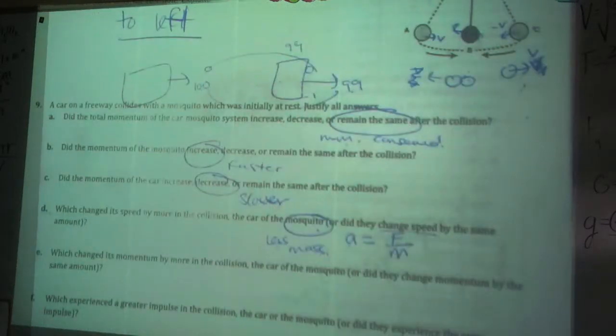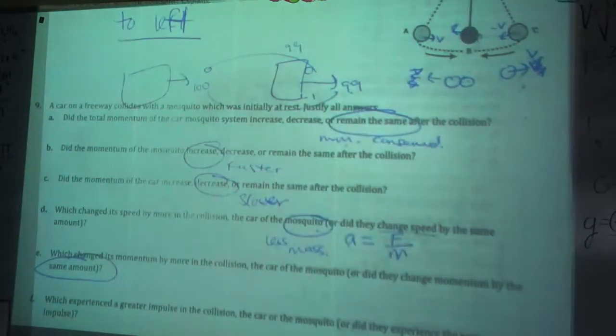E, which changed its momentum by more? It has to be the same amount because momentum is conserved. So if this one loses, I don't know, 10 kilogram meters per second, the other one must gain 10 kilogram meters per second because it is conserved.